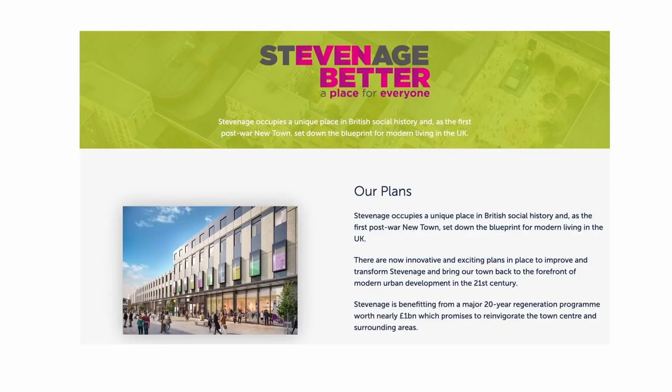Yeah? Stevenage was built as a new town. I talked earlier about the post-war social contract, that period after the Second World War, a devastating conflict. The new towns were an attempt by the Labour government, under a new atmosphere of democratic construction, to build cities that answered a common good. So it's the first post-war new town and set the blueprint for modern living in the UK.